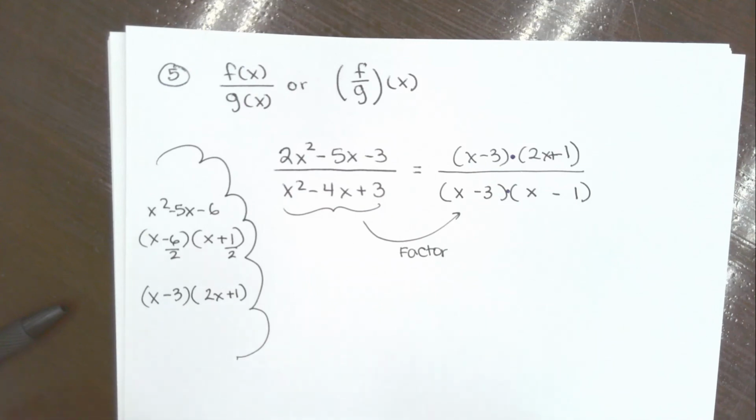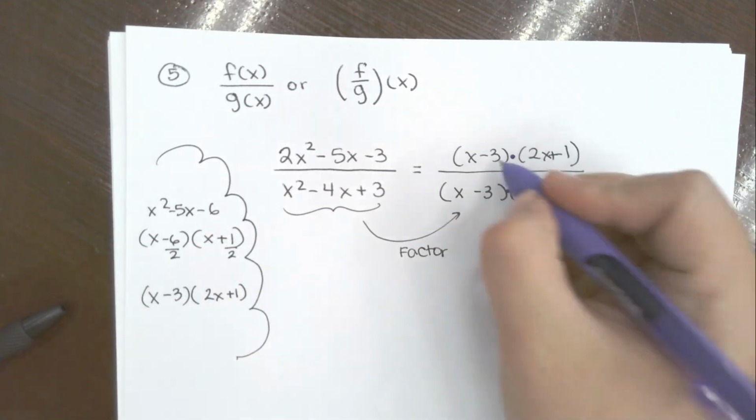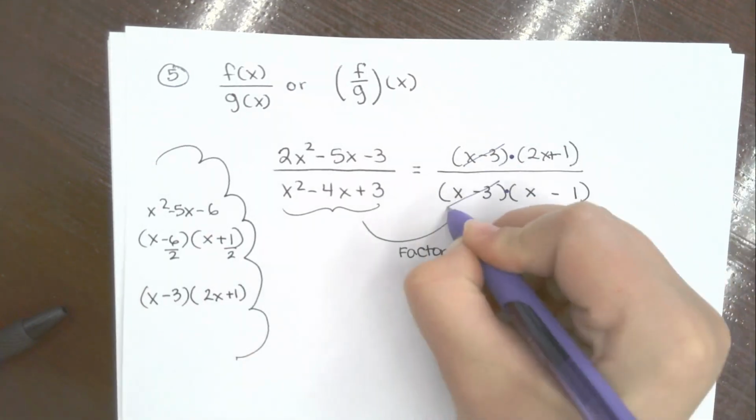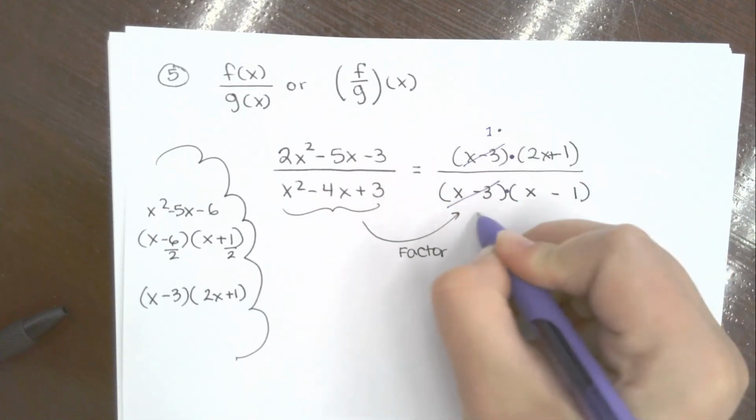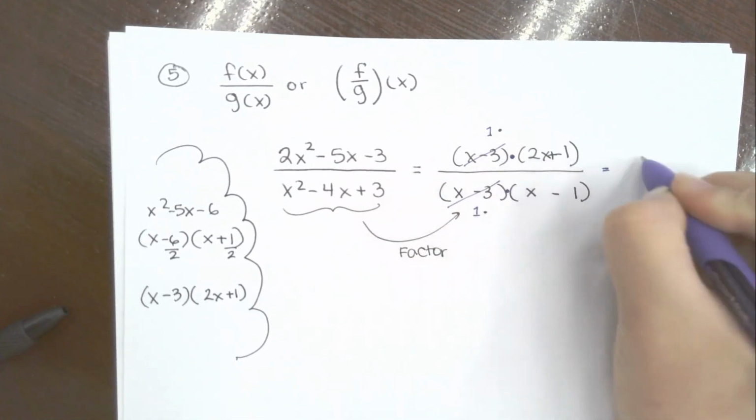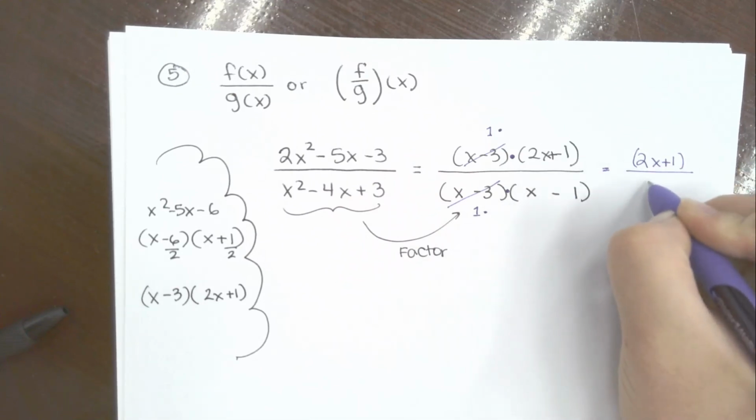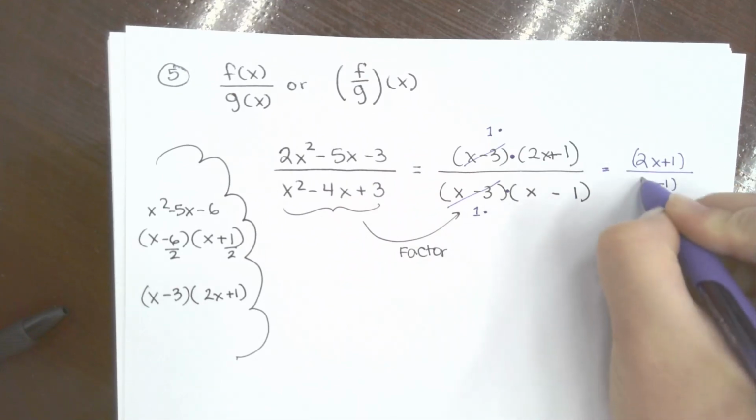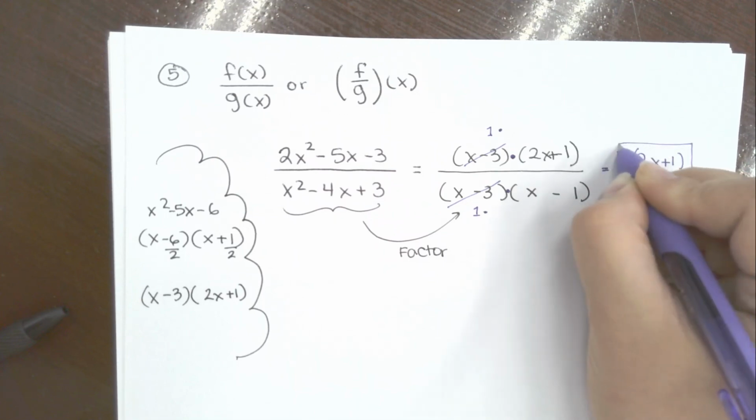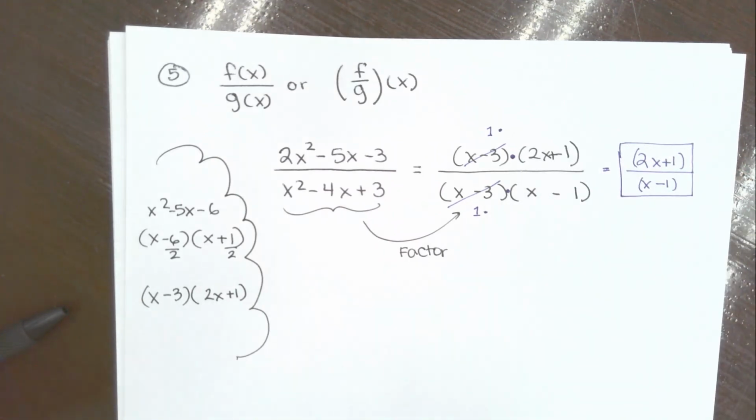Like 2 divided by 2 is 1. 3 divided by 3 is 1. 4 divided by 4 is 1. As long as the bubbles are matching, as long as the factors are matching, you can simplify and cross them out. So x minus 3 divided by x minus 3 is 1. And it's just a 1 times, right? So we got 1 times 2x plus 1. And we got 1 times x minus 1. So these are your quotients, right? This is your answer after you have divided things out.